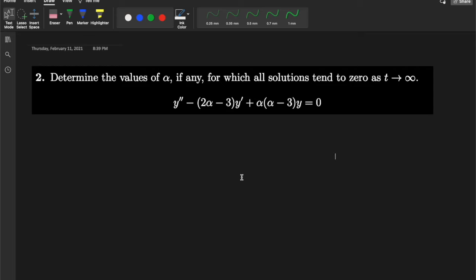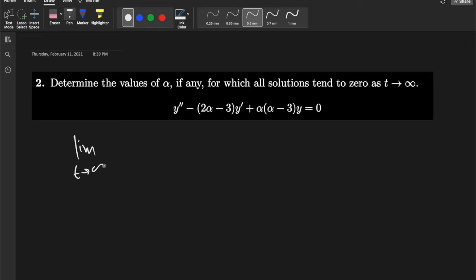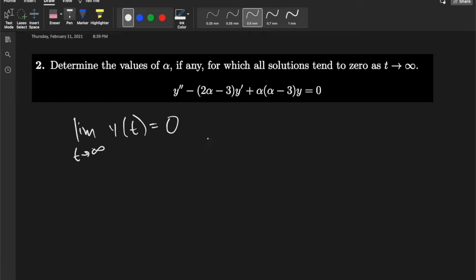For this question, what we want to do is to determine the values of alpha such that the limit as t approaches infinity of y(t) is 0. So the first thing we can do is just solve this second order differential equation. And what we would do first for that is to convert this into a system of first orders.